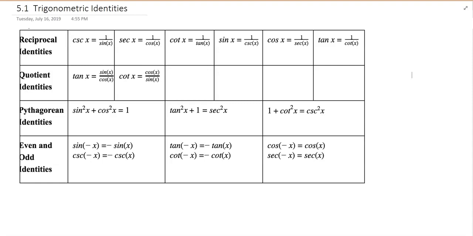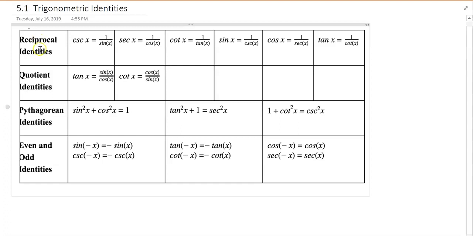Hello everyone, today we will be discussing trigonometric identities. In particular, we will be deciding whether or not some expressions are identities, we're asked to verify them, and we'll also be simplifying expressions. Now let's recall some identities that we met very early on in this section.